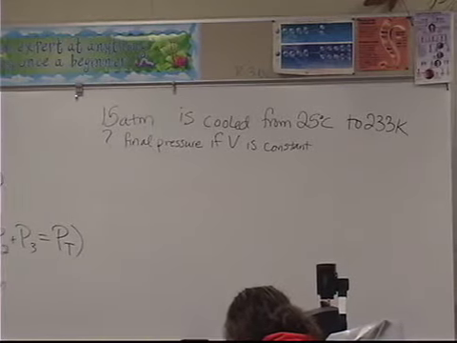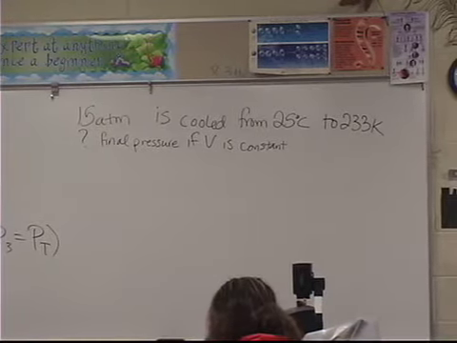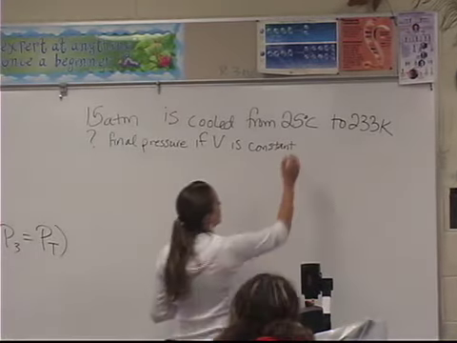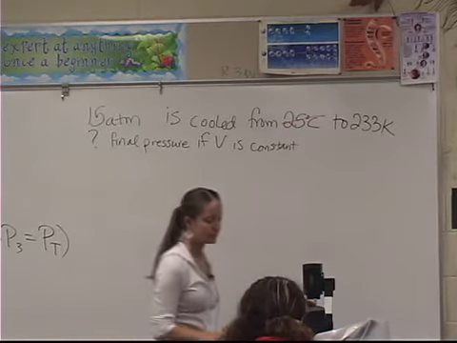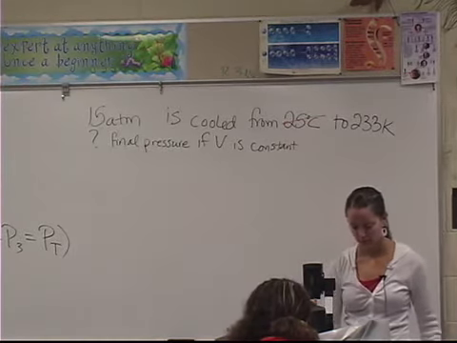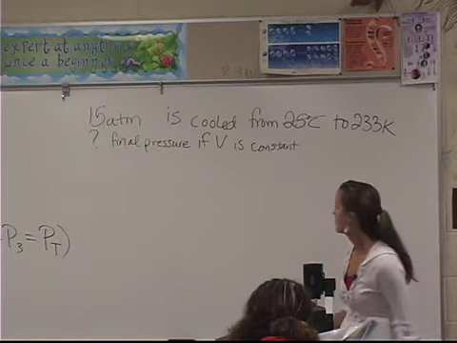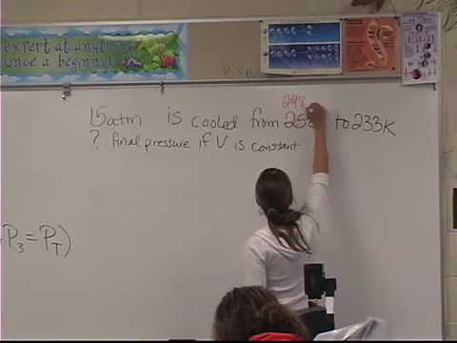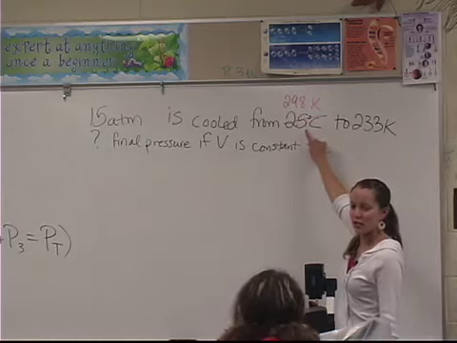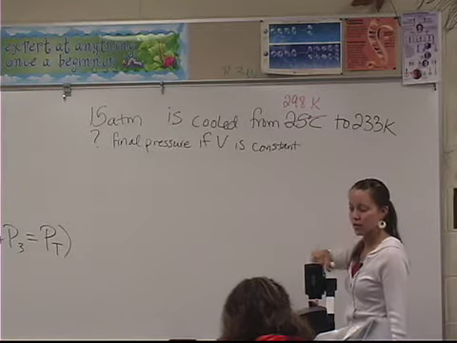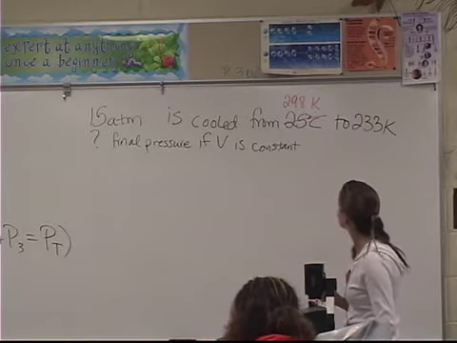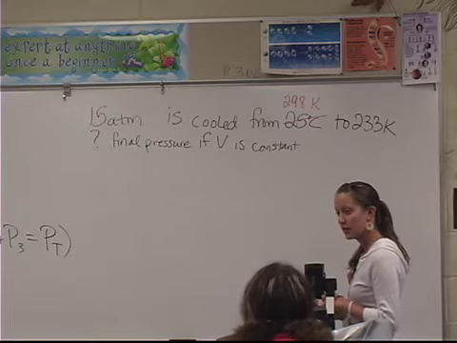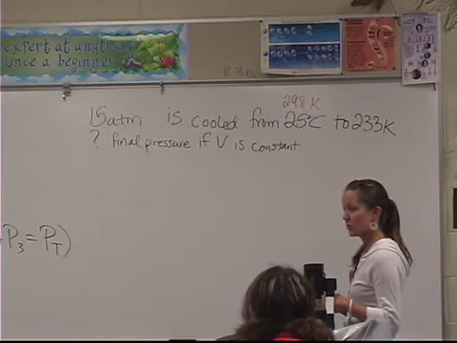Okay, first thing I would do, convert the Celsius. So you take 25 plus 273. Notice that Celsius has the little degree symbol, but Kelvin does not. That is naughty if you put a degree symbol with Kelvin. Do I have to fix any other numbers? Are you sure? Okay, you're right.